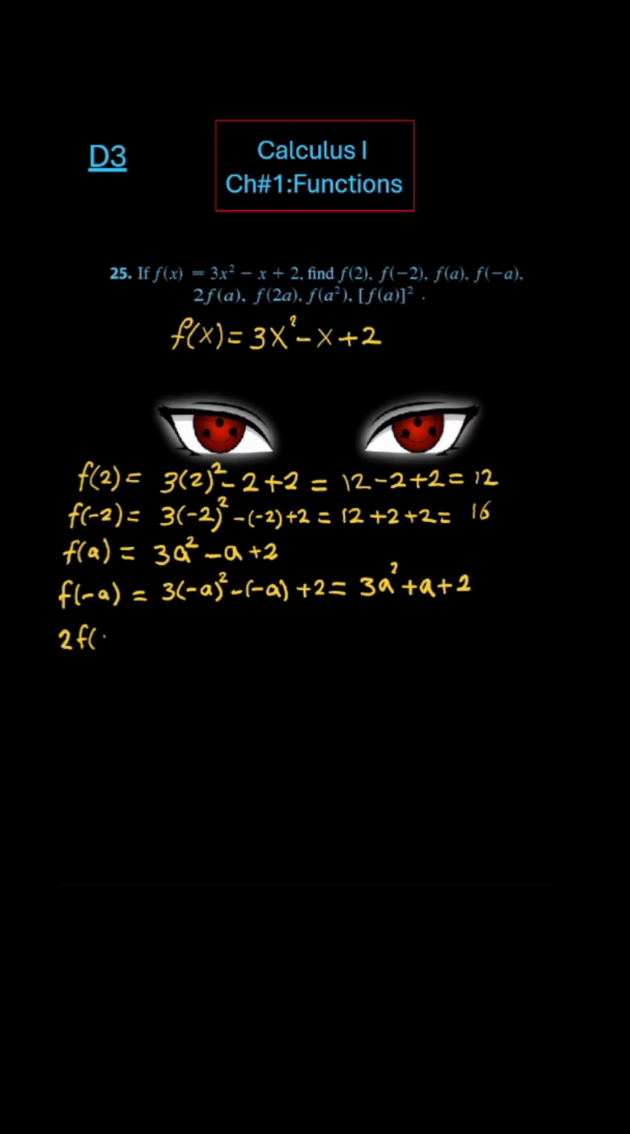Next, we find 2 times the function of a. We start with the expression for the function of a. Then we multiply every term by 2. This gives 6a squared minus 2a plus 4.